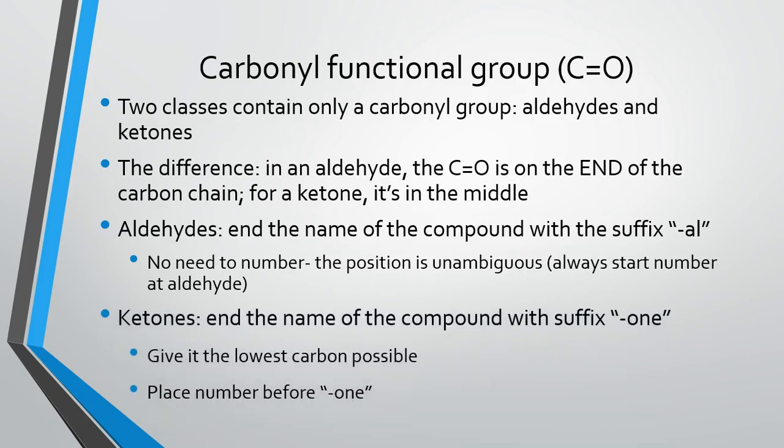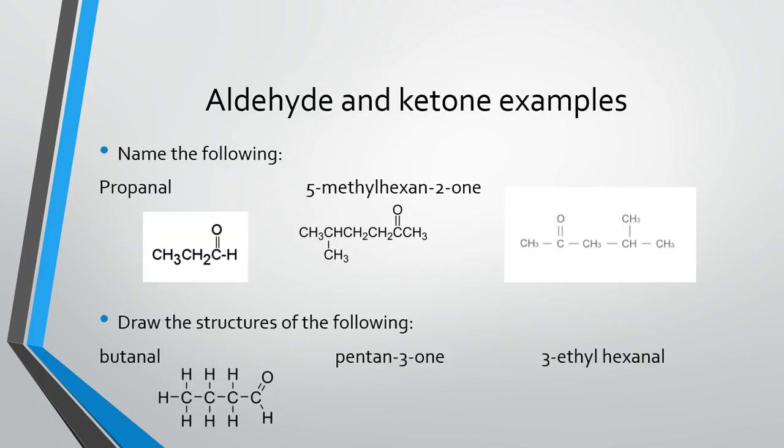For ketones, we're going to end the name of the compound with the suffix -one. We're going to give it the lowest carbon number possible, and we're going to place the number before the -one. So it's similar to the way that you indicated the number with alcohol naming. I have a couple of these done for you just so you can see.